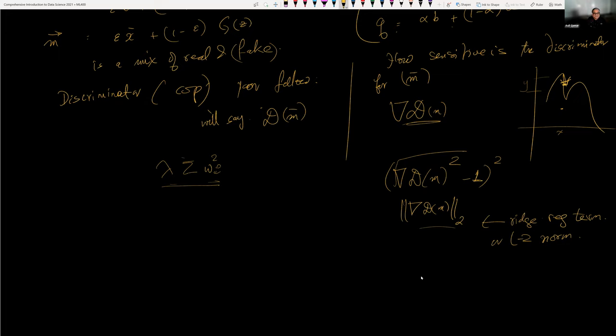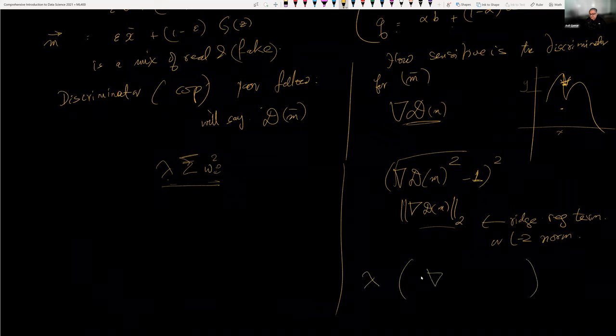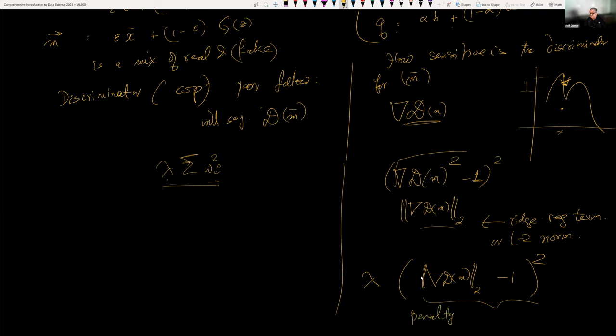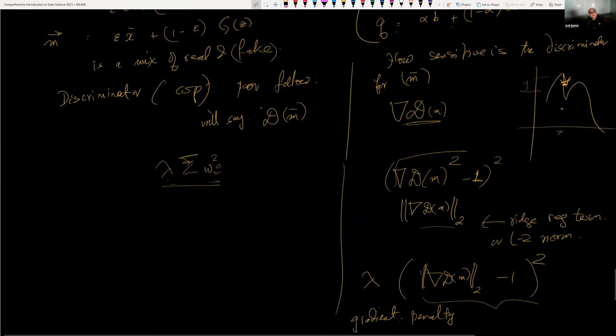Now what happens is, remember, ridge regularization always has a lambda parameter. So therefore, let's bring in that lambda also. So you have this gradient of D of M, ridge regularized, minus one squared. You treat this as your penalty factor. So your penalty has a gradient. It is a gradient penalty. The more sensitive the discriminator is to small changes between fake and real, the more you penalize it. You don't want it to go.